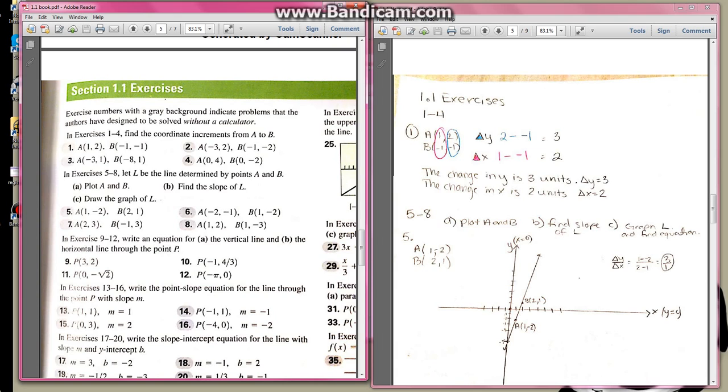So that way you can really explain yourself and get those pity points, alright? So again, it's just like finding the slope. So you take your y coordinates, subtract them, you get 3. Take your x coordinates, subtract them, you get 2.